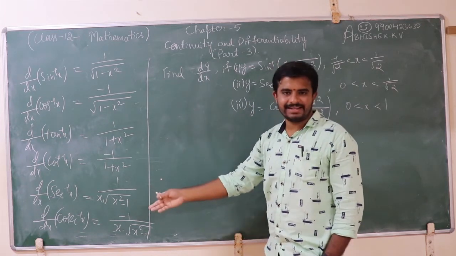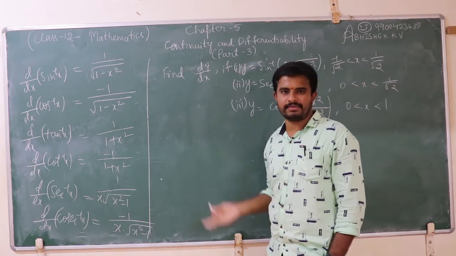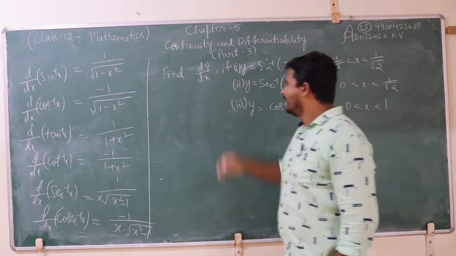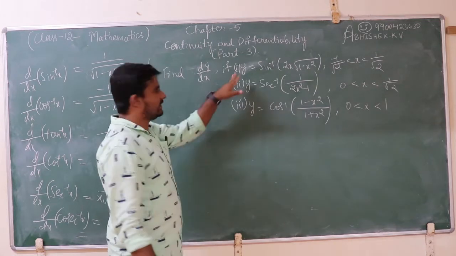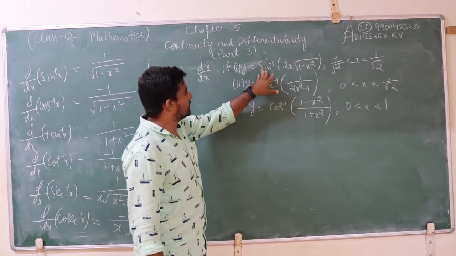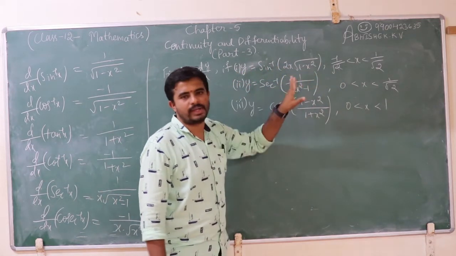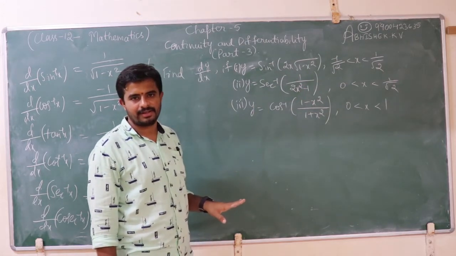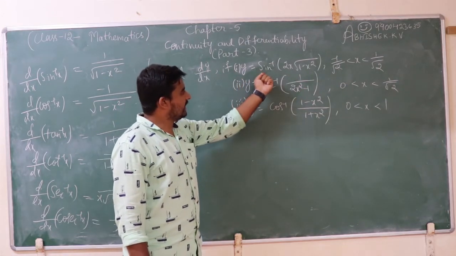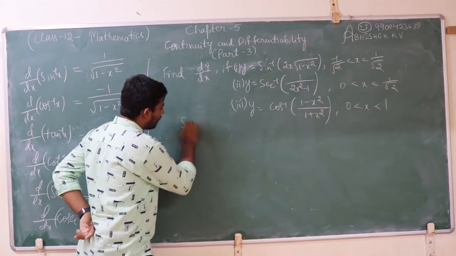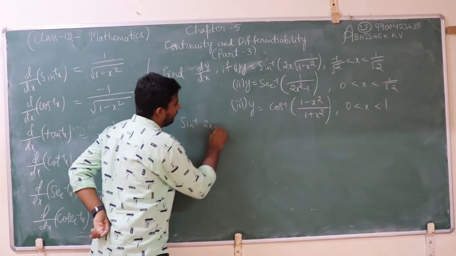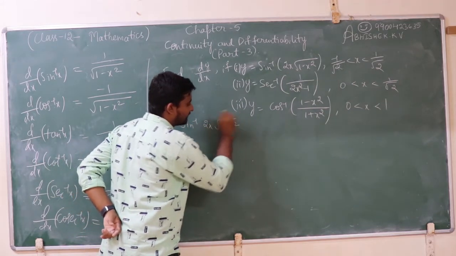And add these 6. This is from the class 11. Okay? Yes. Find dy by dx. Consider the first one. If y is equal to sin inverse of 2x into square root of 1 minus x square. See, sin inverse of 2x into square root of 1 minus x square.